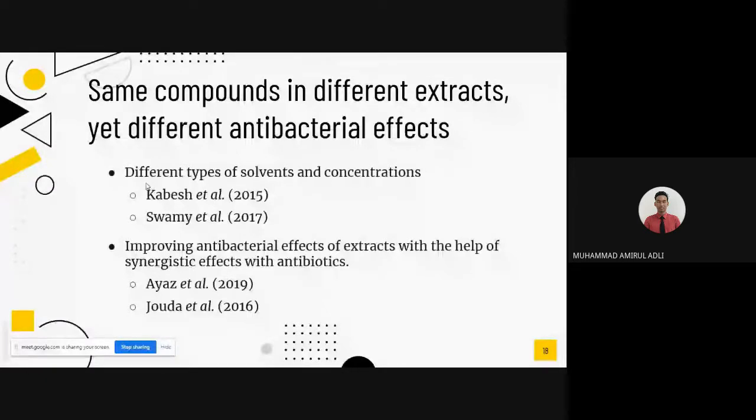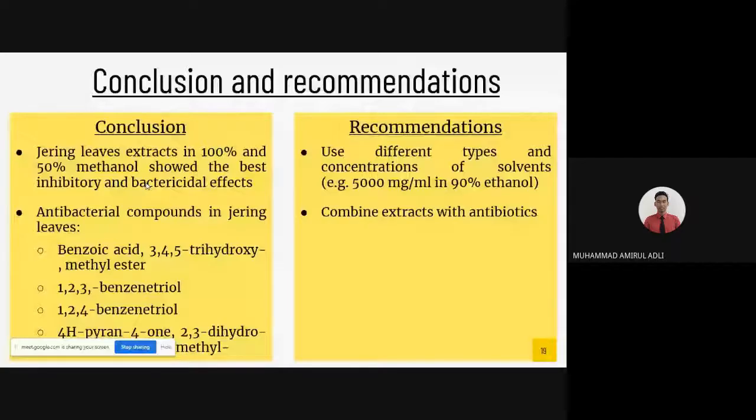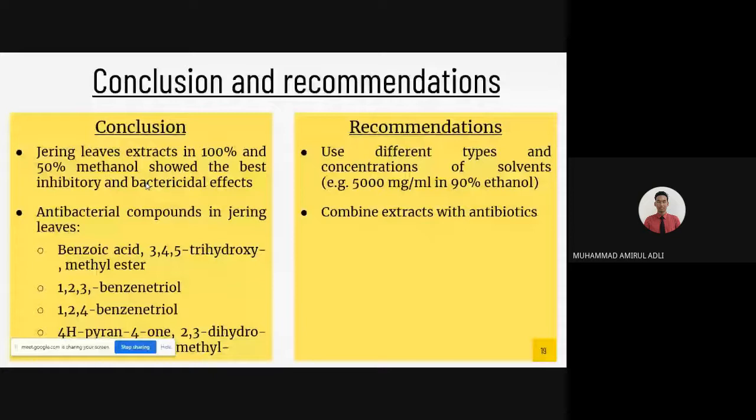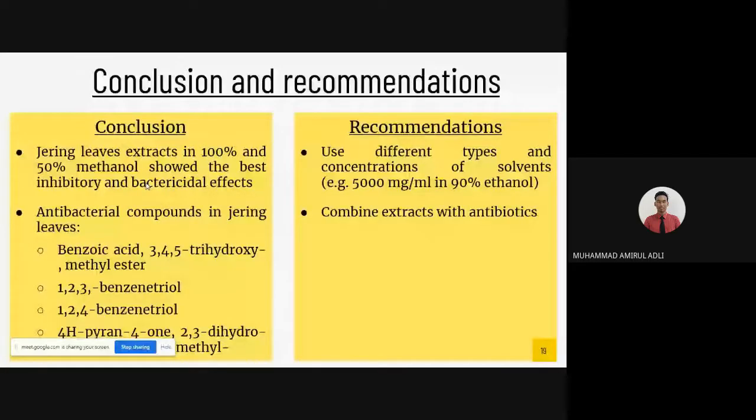In conclusion, this study is the first study to discuss the MBC values and also the antibacterial compounds that were present in the leaves and fruits of Jering and Kerdas. And among 9 different types of extracts that were tested in this study, the Jering leaves extract in 100% methanol and 50% methanol showed the best inhibitory and bactericidal effects. The Jering leaves may potentially be the new reservoir for the antibacterial compounds as listed in these slides.